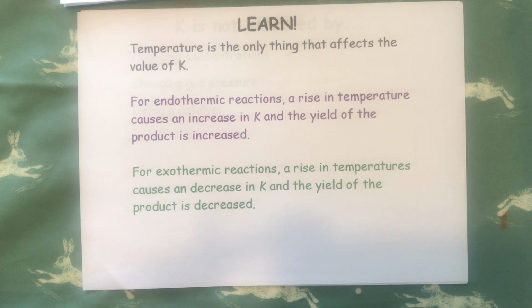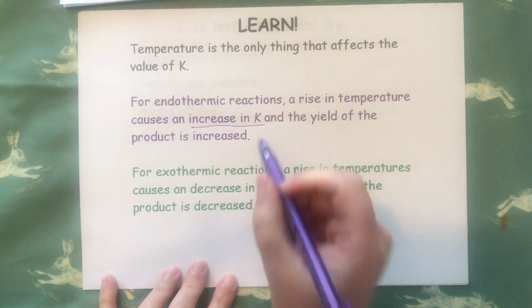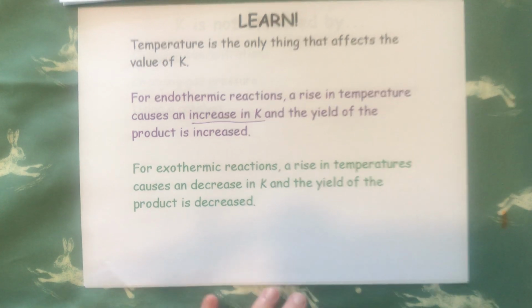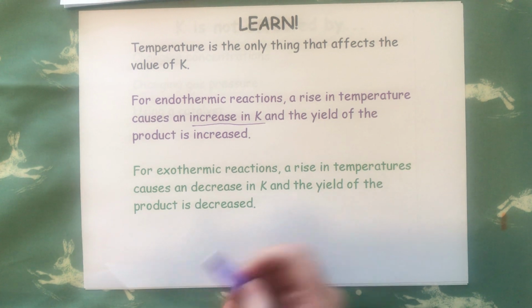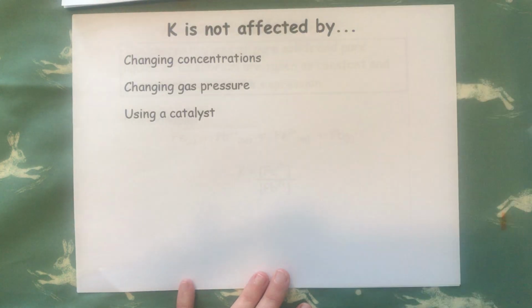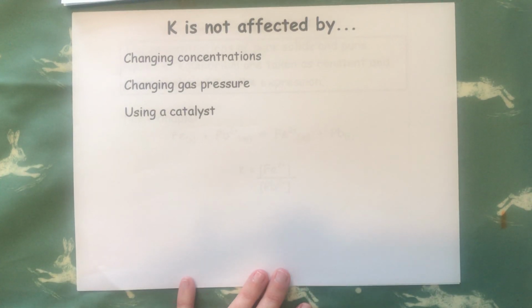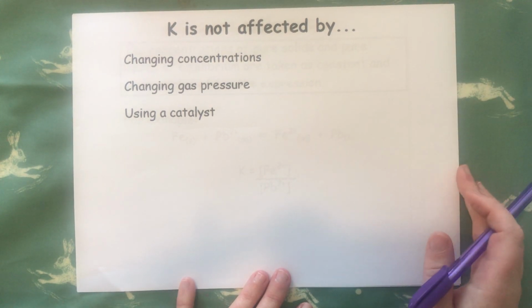So for endothermic reactions, a rise in temperature causes an increase in K, and that is obviously what we are looking for in terms of a chemical reaction. And for exothermic reactions, a rise in temperature will cause a decrease in the equilibrium constant. So just remember, changing concentrations, changing pressure, and also using a catalyst will not affect the value of K.